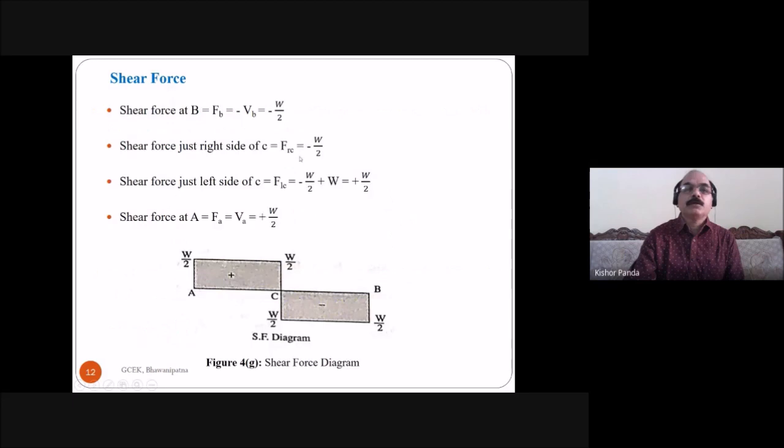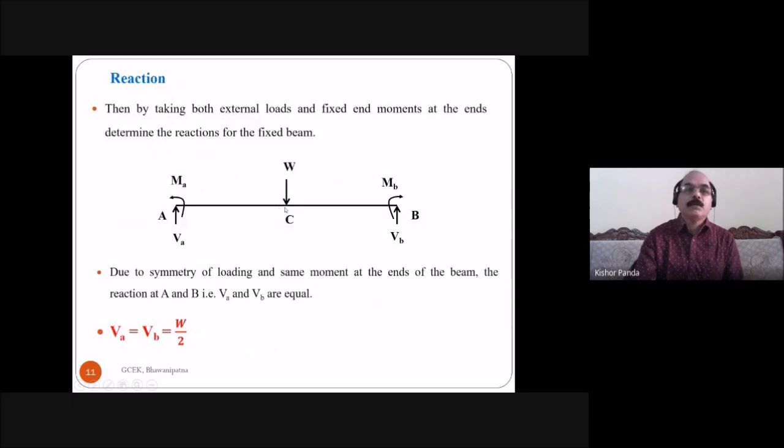So the shear force is equal to minus W by 2. This remains constant. Then what is the shear force just left side of C? When you are considering the left side of C, you have to take this load also. So this load is your downward force, and this is upward force. So this force is negative and this force is positive.